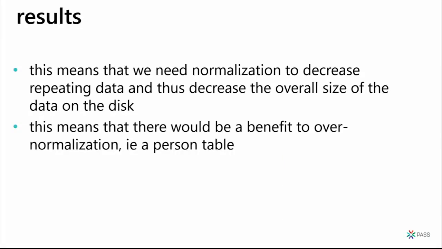But this means that if we need normalization to decrease repeated data and decrease the overall size of the disk, there would be a benefit to over-normalizing the tables, right? And so when people took E.F. Codd's rules, they created really bad practices, like the example I always use, a person table. They said, we noticed that there were data elements in common with vendors and with customers and with employees. Those data elements were things like name and address and age. And so we created a person table, and then we would create a customer extended table and a vendor extended table and an employee extended table for the elements that were unique to those tables, right?